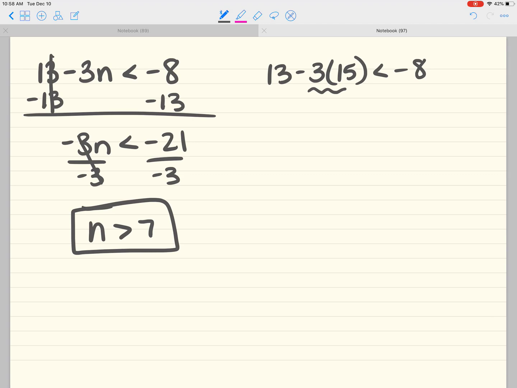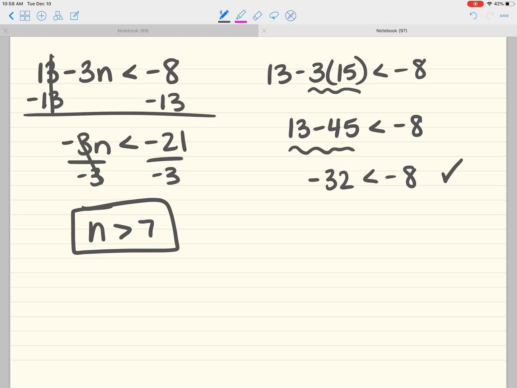What is 3 times 15? 45. So I have 13 minus 45 should be less than negative 8. What is 13 minus 45? Negative 32. Is negative 32 less than negative 8? Yes, because it's further from 0. All right, so we check there. We're in good shape.